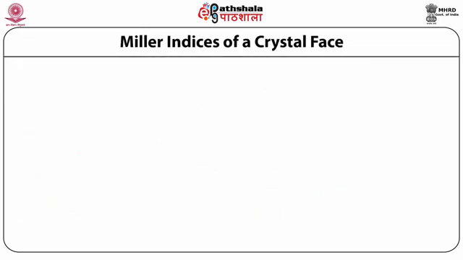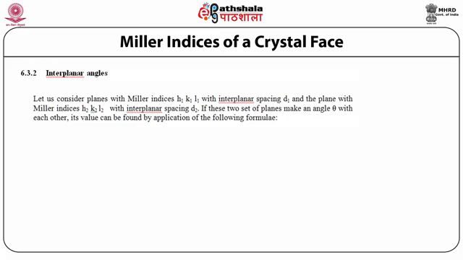Now we come to the formula for interplanar angles for different systems. Let us consider planes with Miller indices h1, k1, l1 with interplanar spacing d1, and the plane with Miller indices h2, k2, l2 with interplanar spacing d2. If these two sets of planes make an angle theta with each other, its value can be found by application of the following formulae.